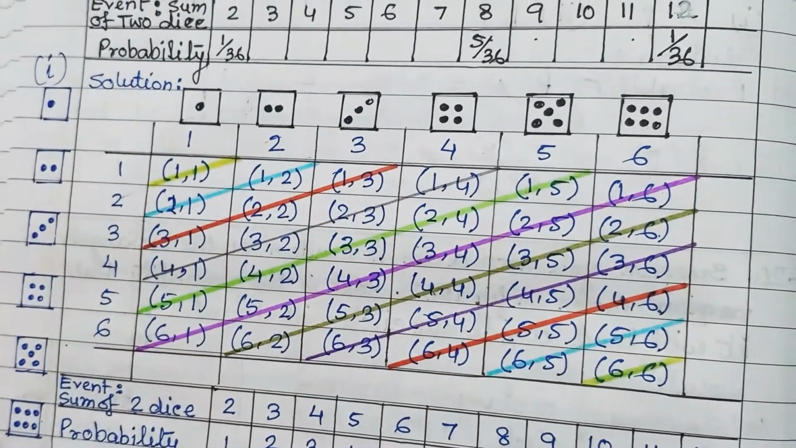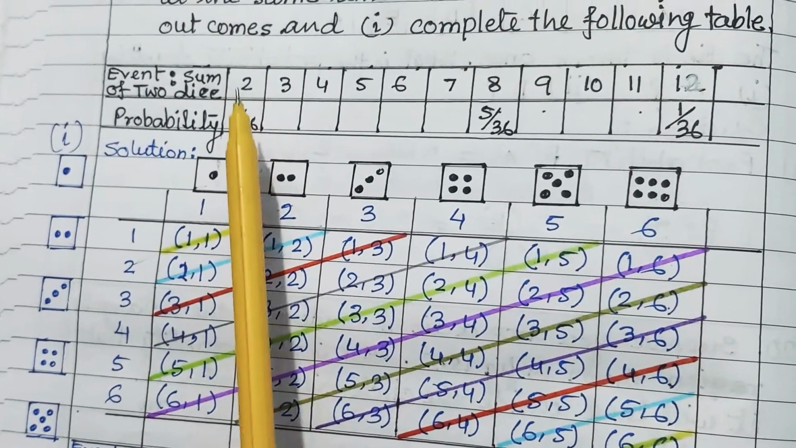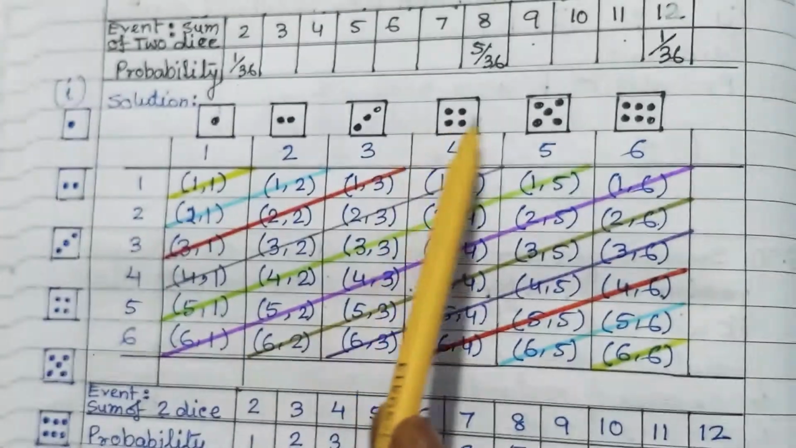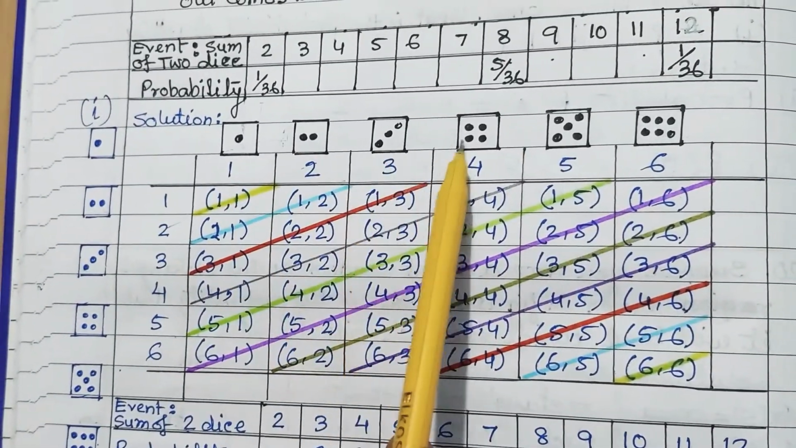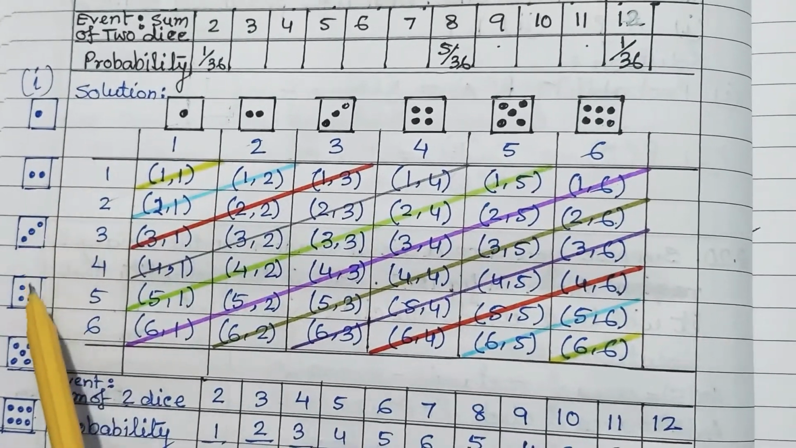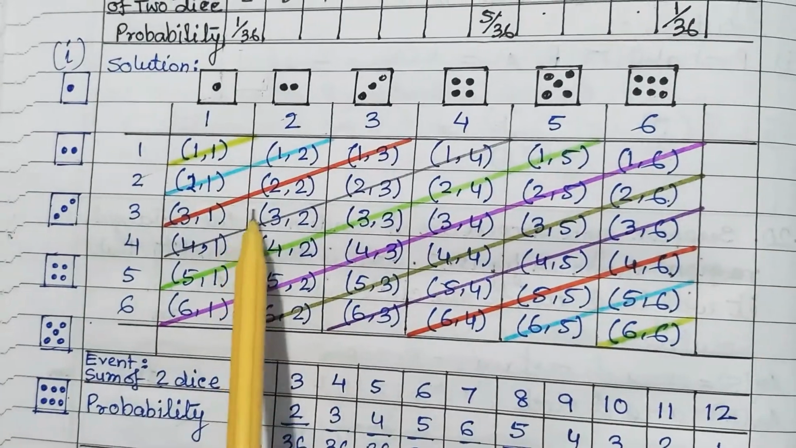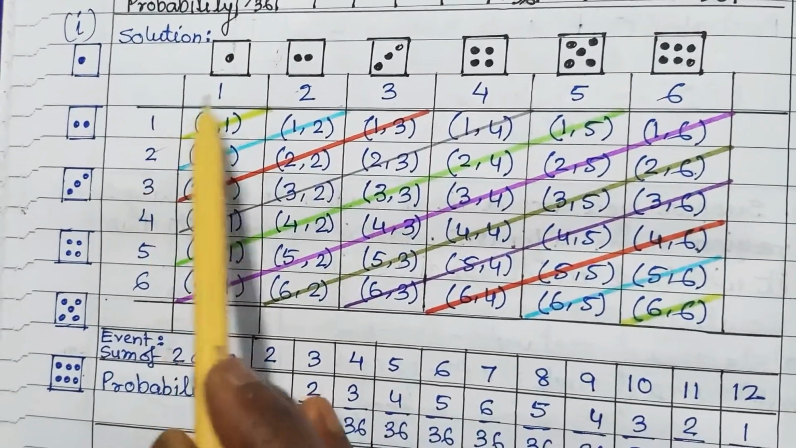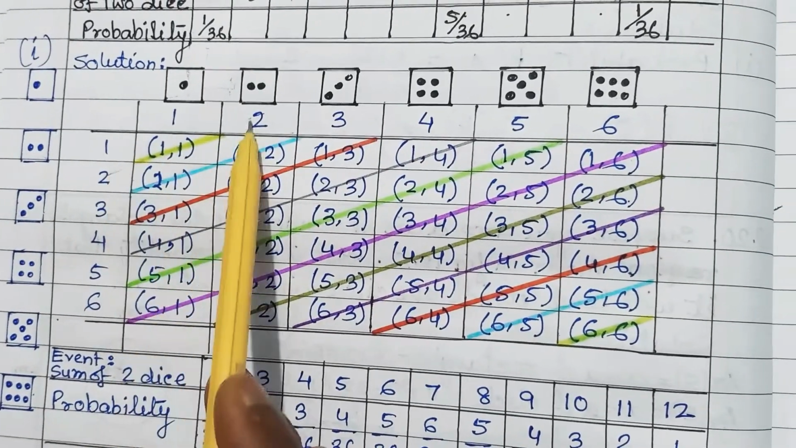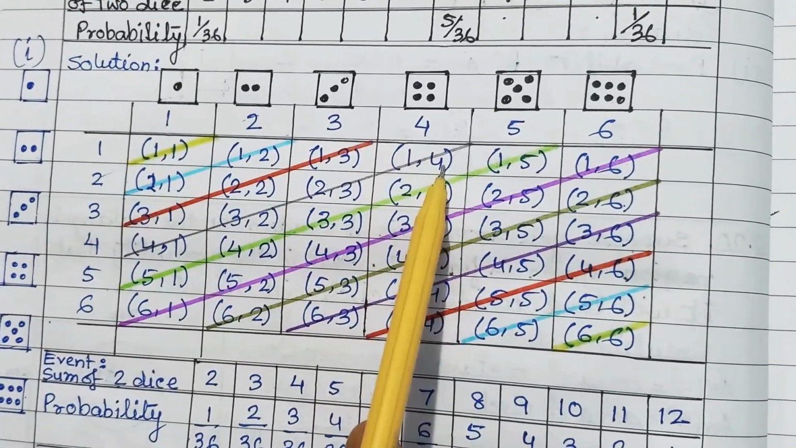Now we have to do this. Sum is 2, 1 upon 36. This is the grey, 1, 2, 3, 4, 5 and 6, and it is the blue one, 1, 2, 3, 4, 5, 6, in this way. Now the total possible outcomes is 1 to 6 and 1 to 6. Now 1, 1, this is 1, 2, 1, 3, this one, 1, 4, this one.